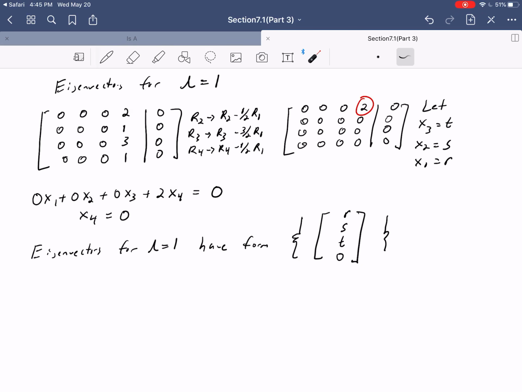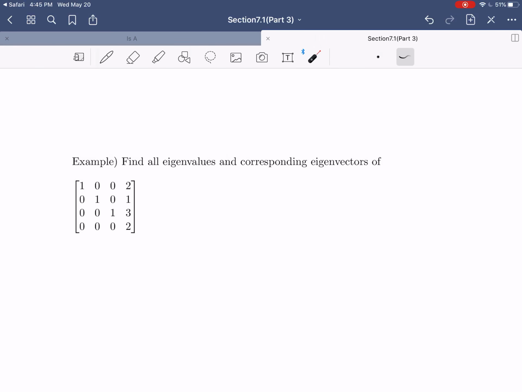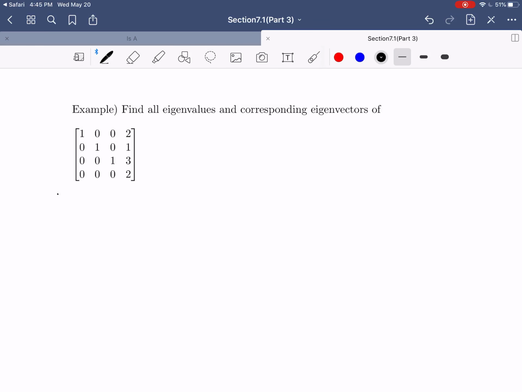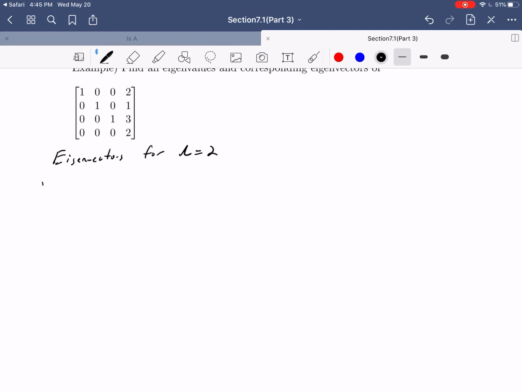All right, we don't want to neglect the other eigenvalue though. Let's do this also for the eigenvectors for lambda equals 2. So we'll need one more page for that. Let's subtract 2 off the diagonal and then augment with the 0 vector. So minus 1, 0, 0, 2, 0, minus 1, 0, 1, 0, 0, minus 1, 3, and then 0, 0, 0, 0, augmented with 0, 0, 0, 0.